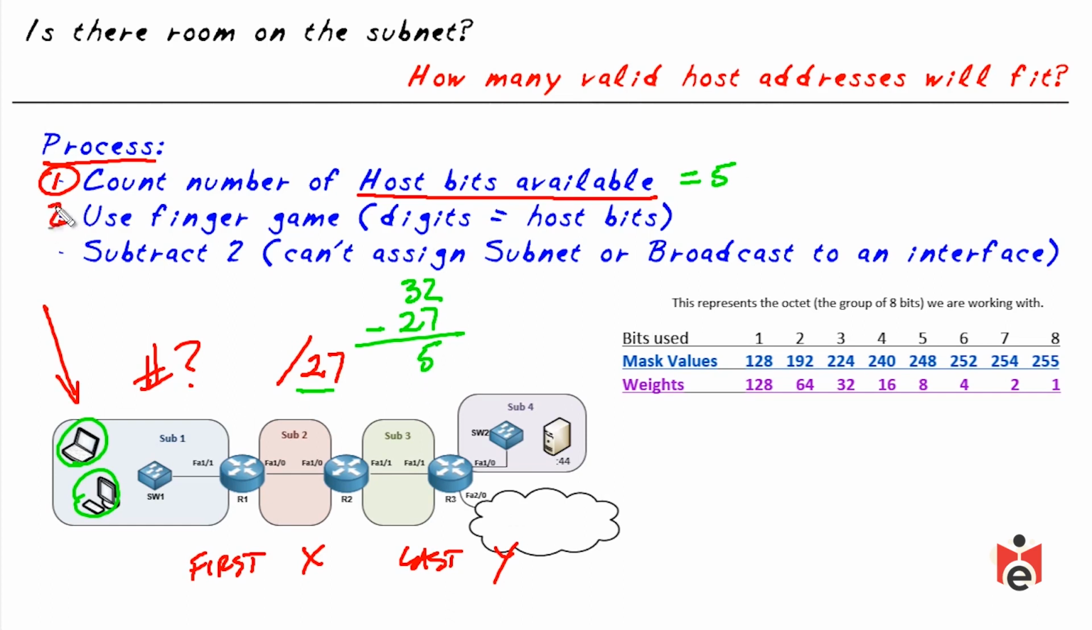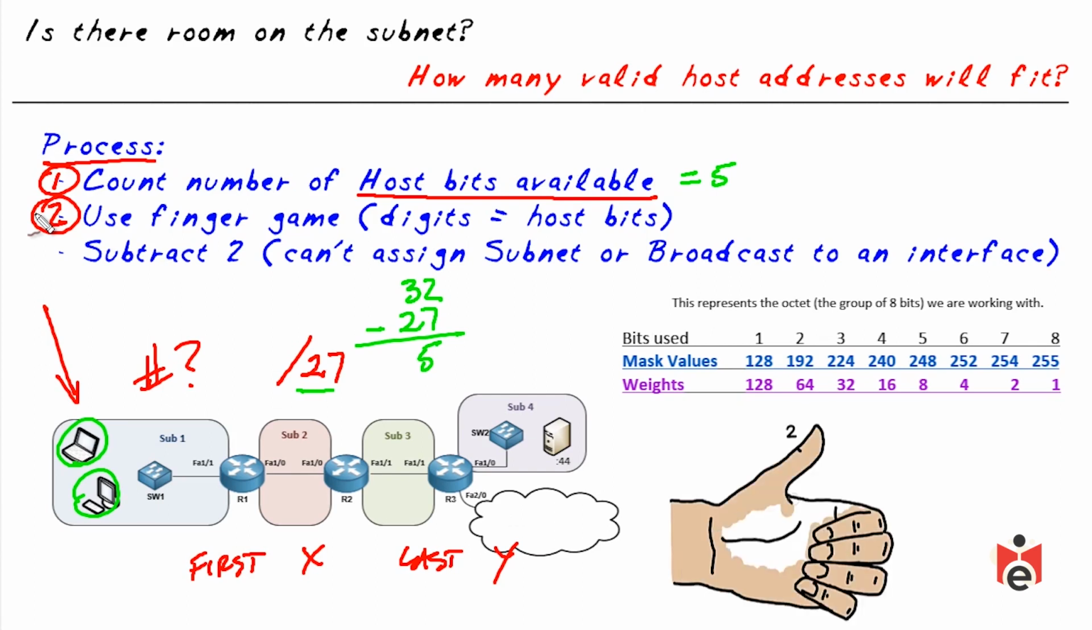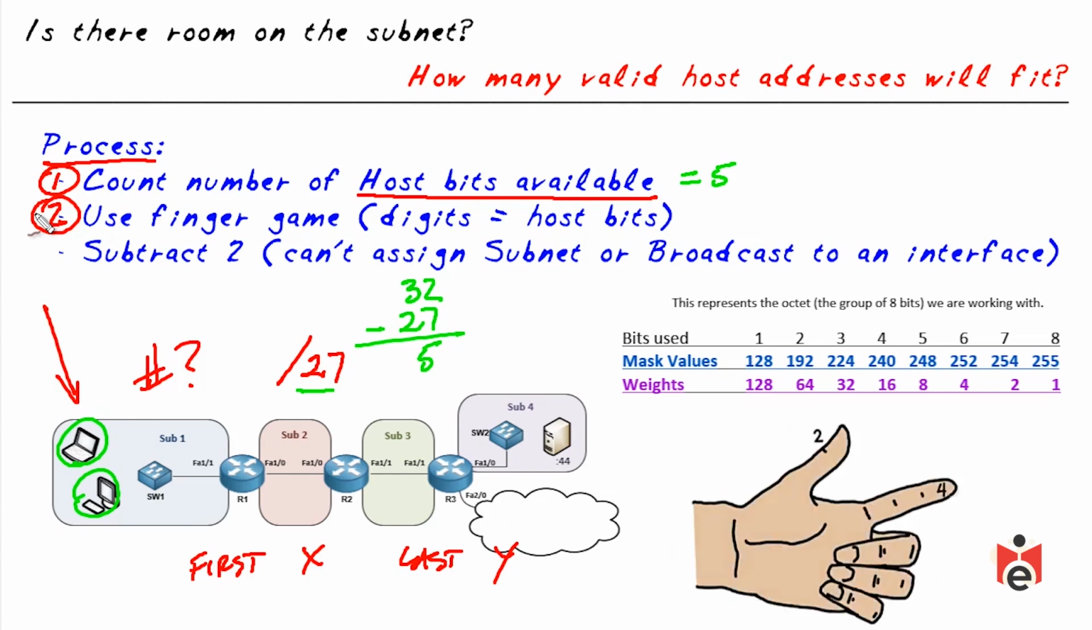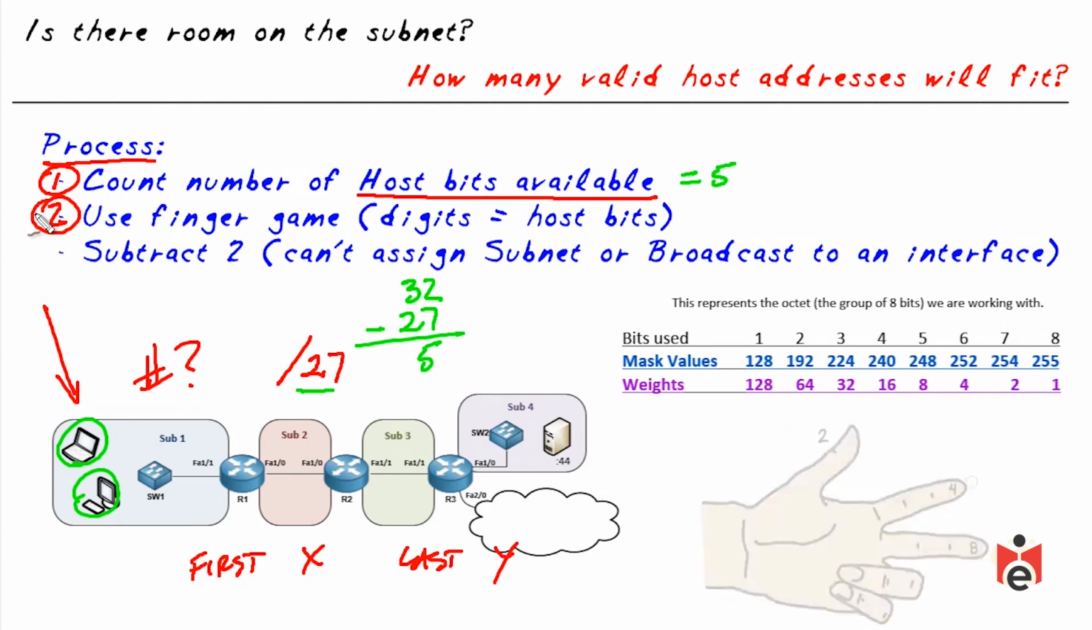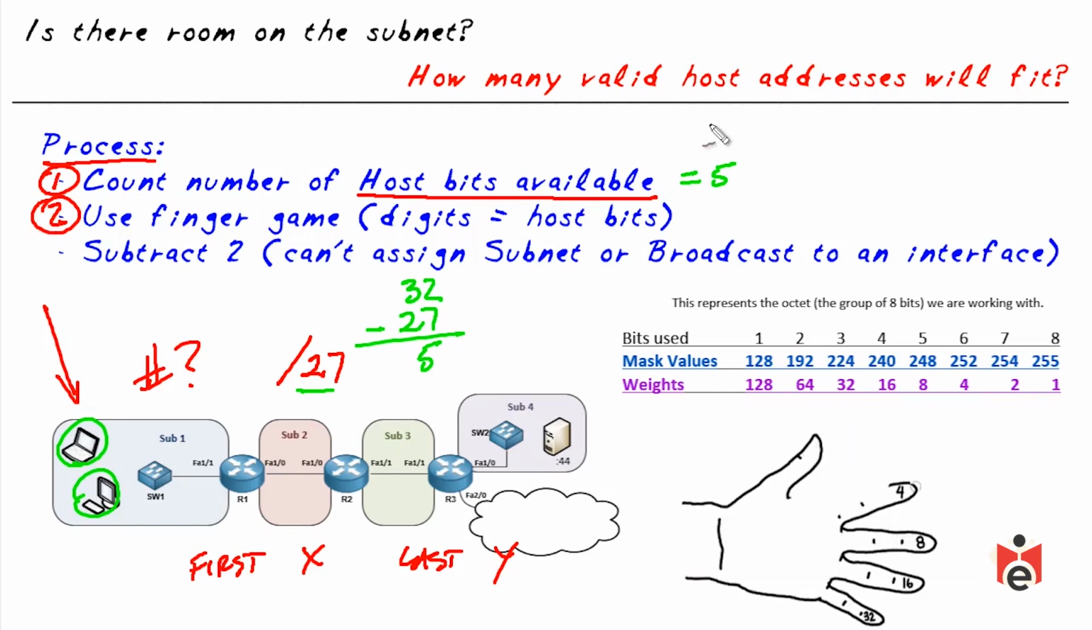The second thing we're going to do is use the finger game. Again, our fingers, our digits, are representing the actual bits. In this case, however, they are representing the 5 available host bits. So we're going to stick our thumb up in the air with that big old 2 on it, and say 2. Then we bring up our second digit and say 4, the third digit and say 8, the fourth digit and say 16, and that fifth digit in the air, and that's our goal, we'll say 32. And that, my friends, is very close, not exactly, but close to the number of valid host IP addresses in that given subnet.